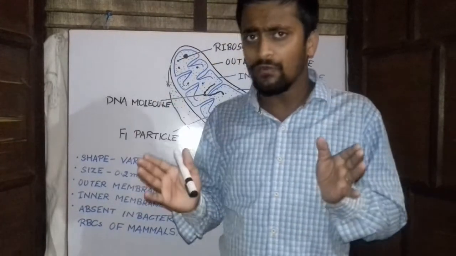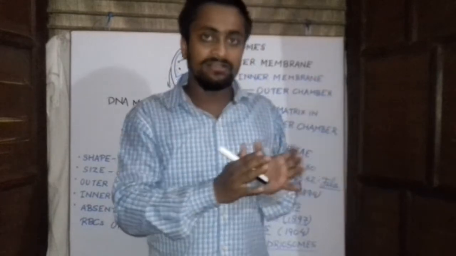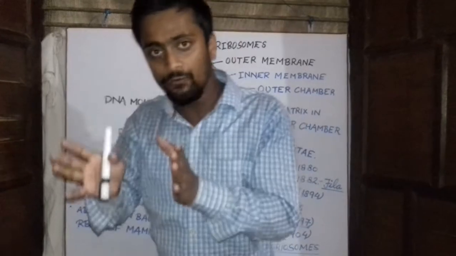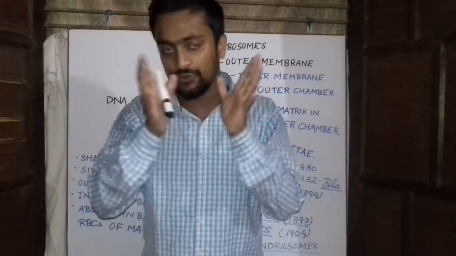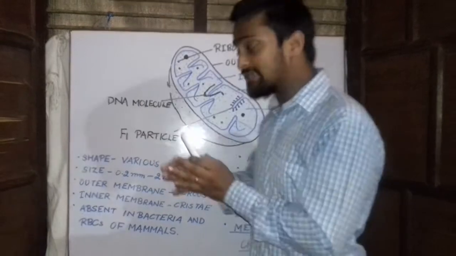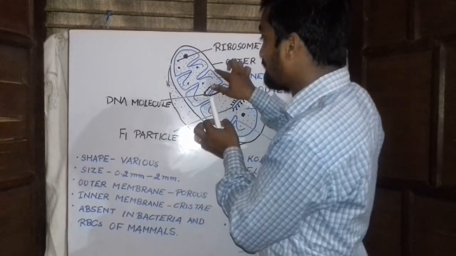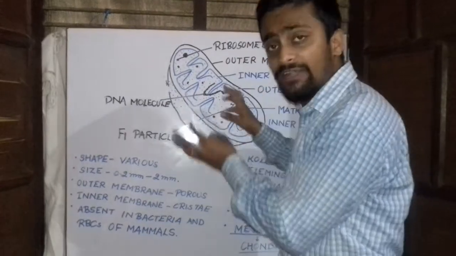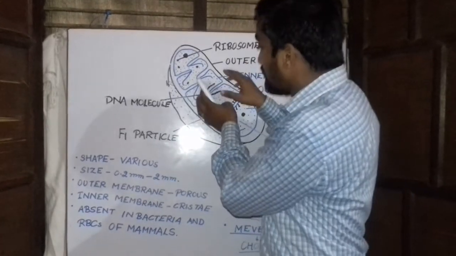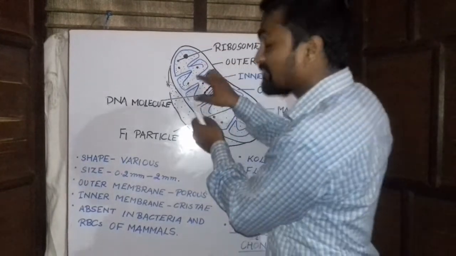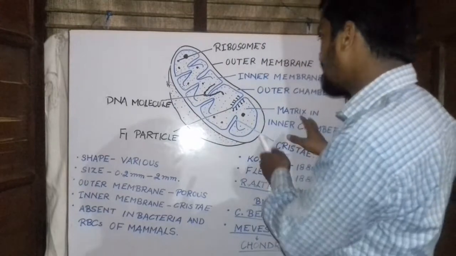Now what is the function of oxysomes or F1 particles? These oxysomes or F1 particles are responsible for carrying out the process of oxidation of food, that is, the liberation of energy. Due to the two membranes, the mitochondria consist of an outer chamber and a fluid-filled granular inner chamber called the matrix.